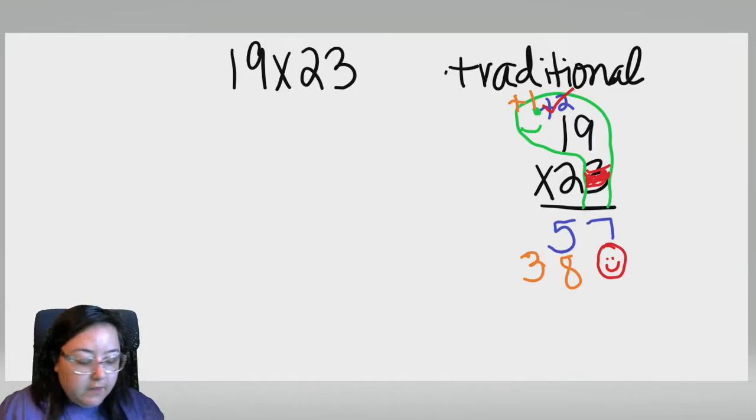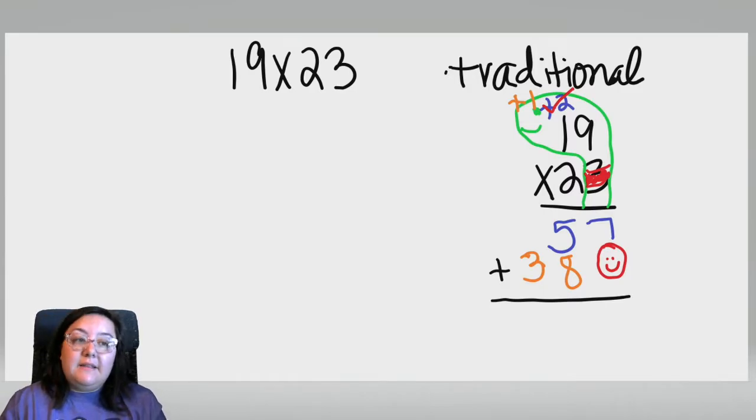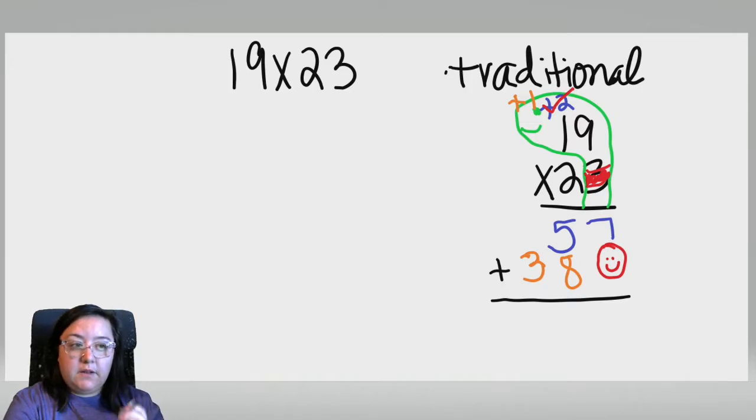We're not done with this problem yet, because now we have to take those two numbers, and just like with partial products, you have to add them together. So we are going to add 57 plus 380. And this is why it is so important that you make sure when you're getting these products, you are lining up those digits, because if you have it all over the place, you are not going to know which numbers you're supposed to add together, and you're going to get the wrong answer.